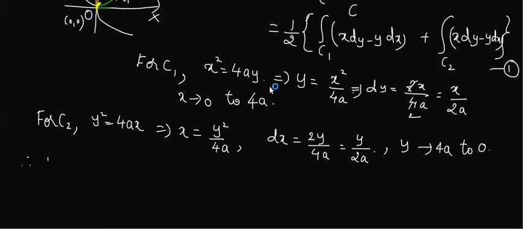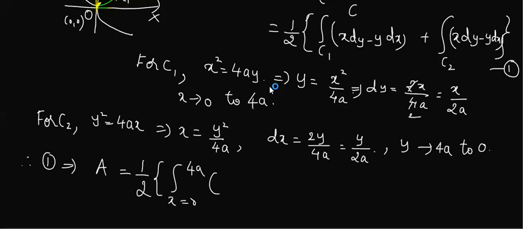See what we get in equation 1. Area is nothing but half integration over C1, correct? And for C1, these are the changes. x varies from 0 to 4a. What do I have to write dy as? Everything should be converted to x. dy is x by 2a, minus y, which is x square by 4a, and I have to write my dx as it is. Am I correct?